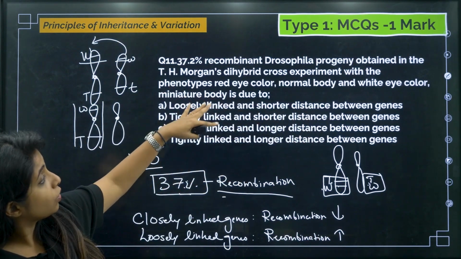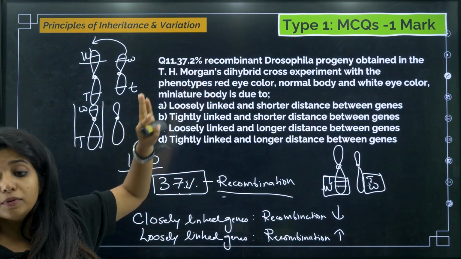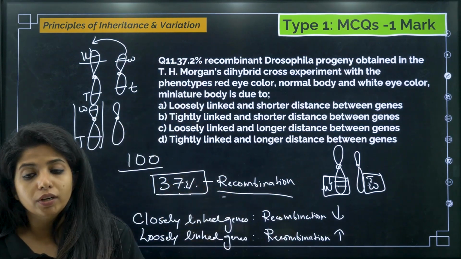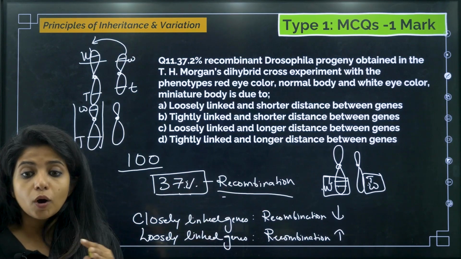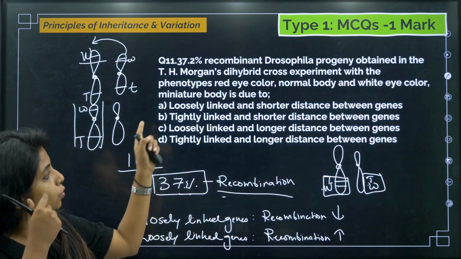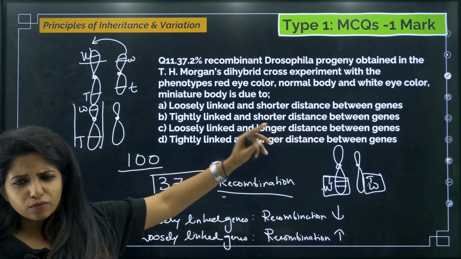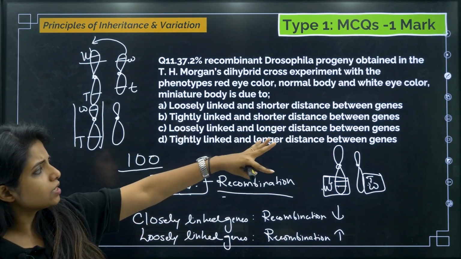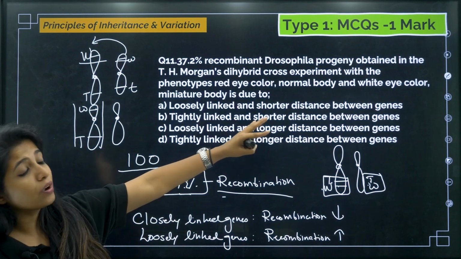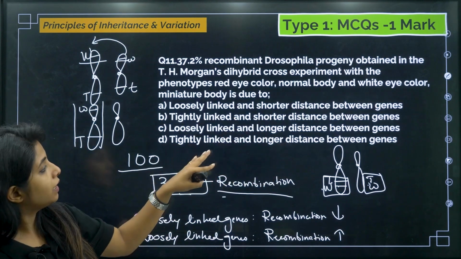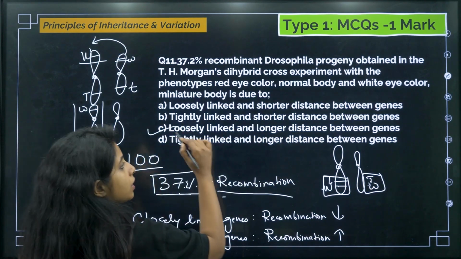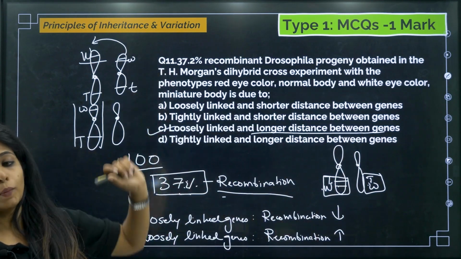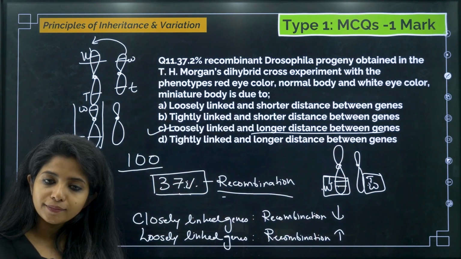Okay, so 37.2 recombinant, that means a good amount of recombination has taken place. That means, are they closely linked or loosely linked? They will be loosely linked. That is why recombination is happening tremendously. So, loosely linked and shorter distance between the genes? If they are loosely linked, then how can they have shorter distance between the genes? Tightly linked and shorter distance, no. Loosely linked and longer distance between the genes. That's when this much amount of recombination can take place. Okay, children, got it?